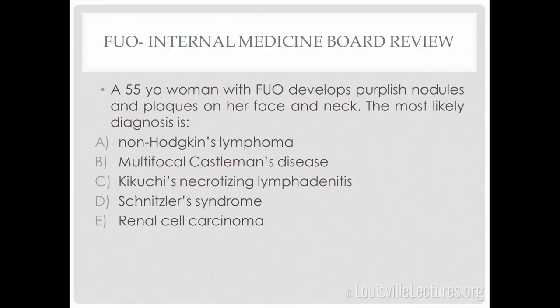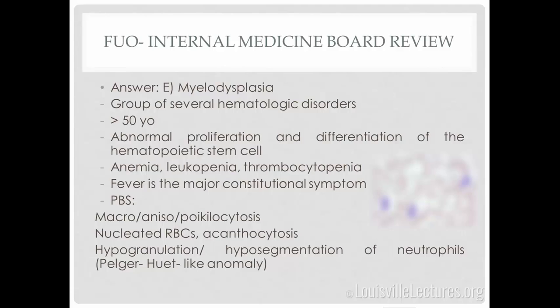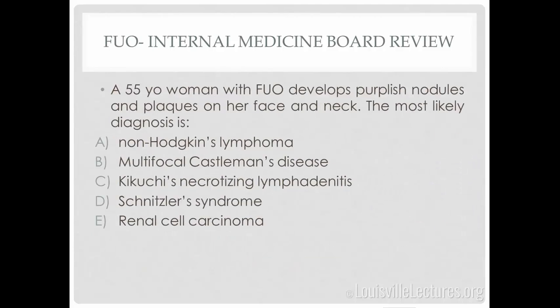All right, what about this one? This is a 55-year-old woman who has FUO, and she develops these purplish nodules and plaques over her face and neck. What do you guys think this is? Non-Hodgkin's, Castleman's, and then there's Kikuchi's, and Schnitzler's, and renal cell carcinoma. And I promise you, some of these things actually exist.